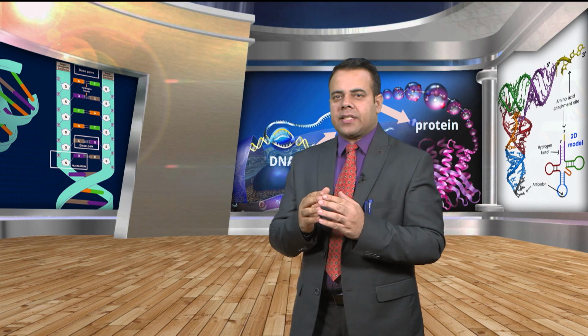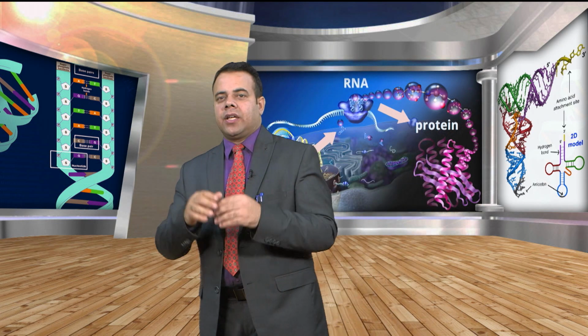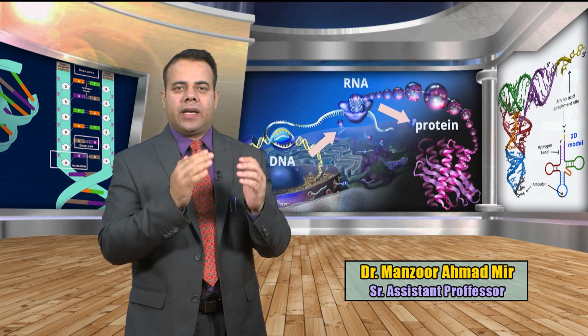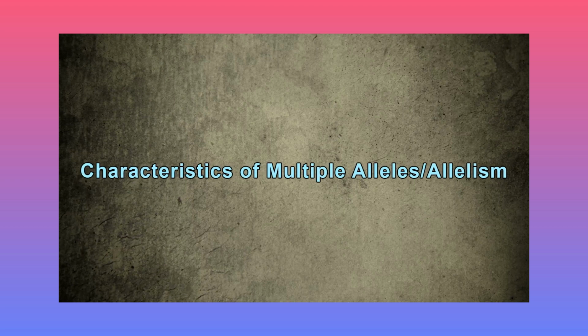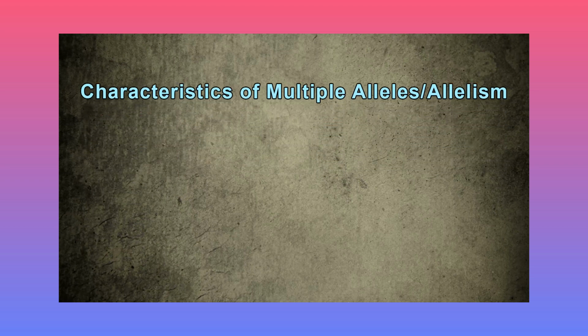The Mendelian concept that genes exist in no more than two allelic states had to be modified when genes with 3 or 4 or more alleles were discovered. When there are more than 2 alleles for a gene in a species, it is called multiple allelism. Dear students, let's first discuss the characteristics of multiple alleles.